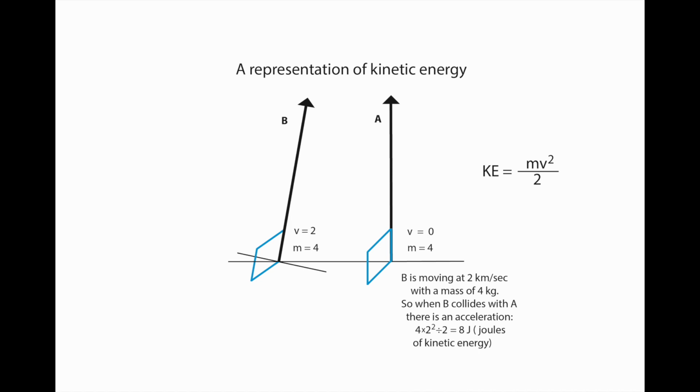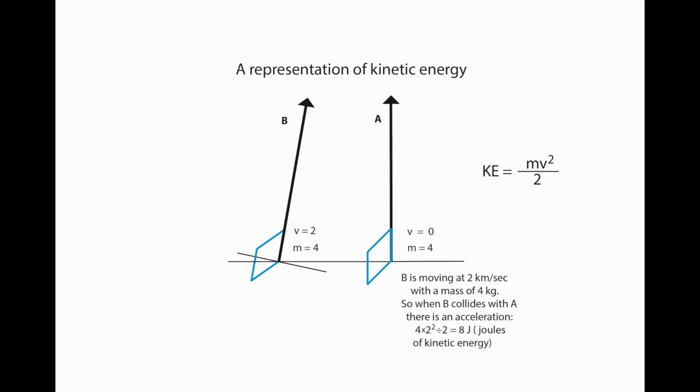Body B is the one in relative motion, so it is the one with kinetic energy, leaving relativity aside. B is described as having a mass of 4 kilograms and is moving at a relative velocity of 2 kilometers per second. Solving the equation, 4 times 2 squared equals 16, divided by 2 equals 8 joules. Joules being the name for a quantity of kinetic energy. Not a lot of joules, but it's just an example.